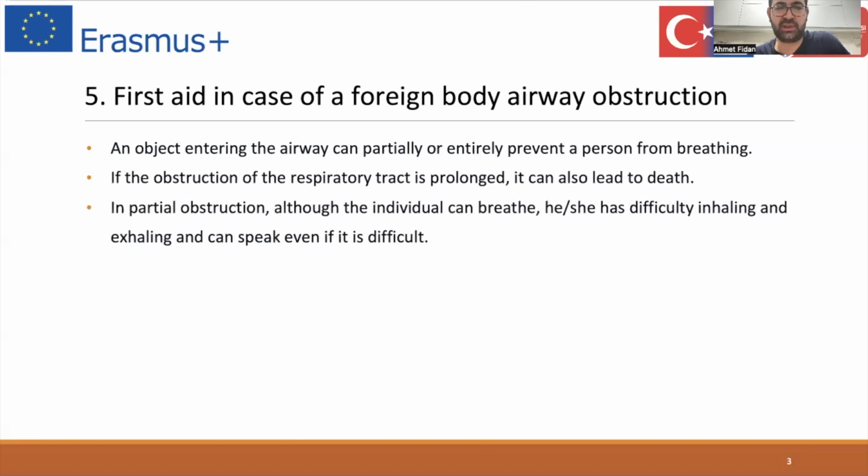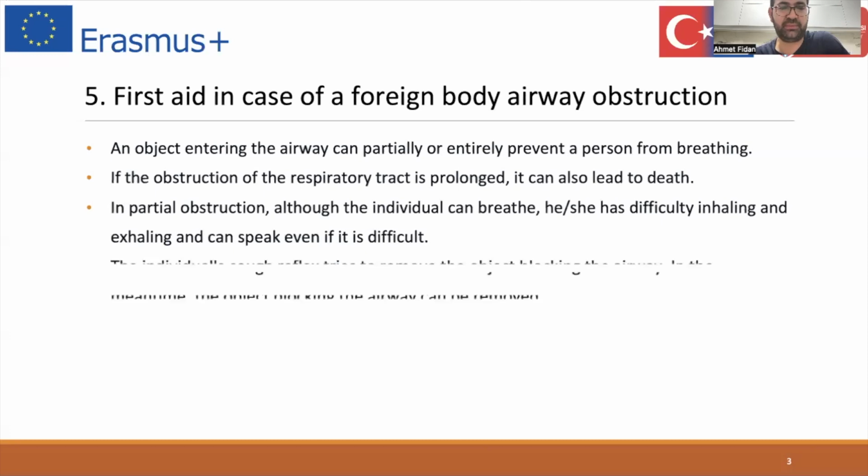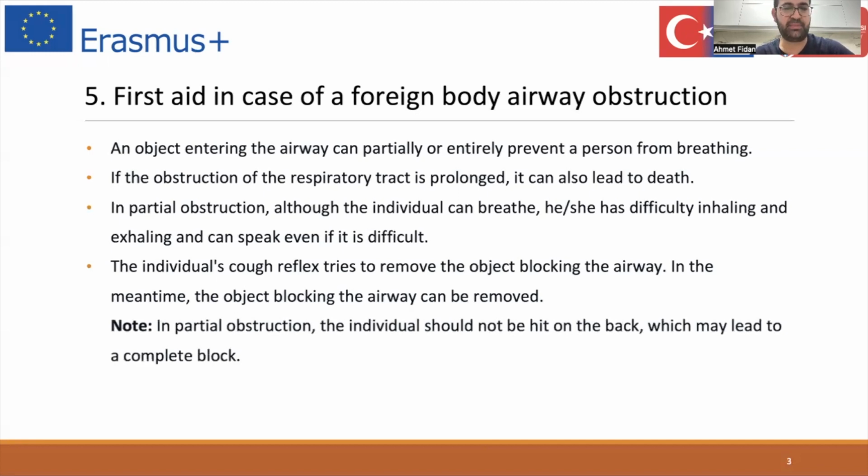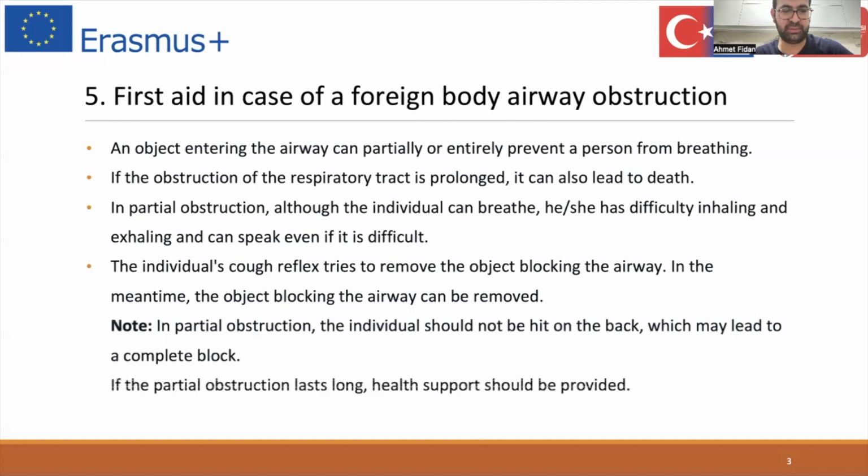In partial obstruction, although the individual can breathe, she has difficulty inhaling and exhaling and can speak even if it is difficult. The individual's cough reflex tries to remove the object blocking the airway. In the meantime, the object blocking the airway can be removed. In partial obstruction, the individual should not be hit on the back, which may lead to a complete block. If the partial obstruction lasts long, health support should be provided.